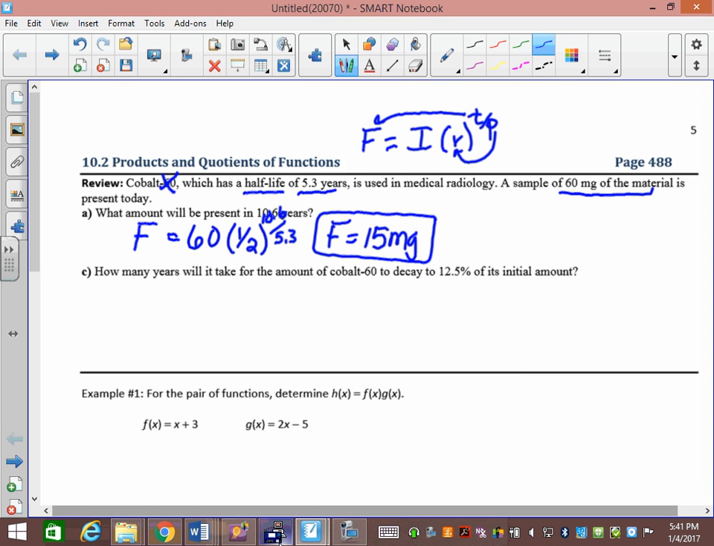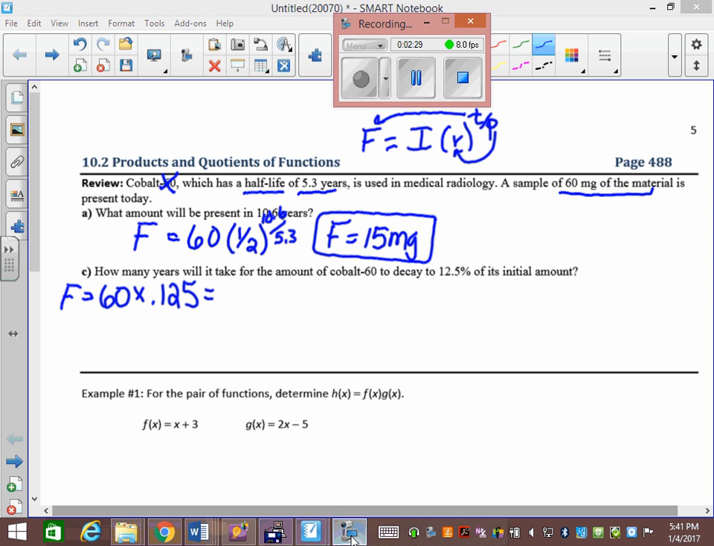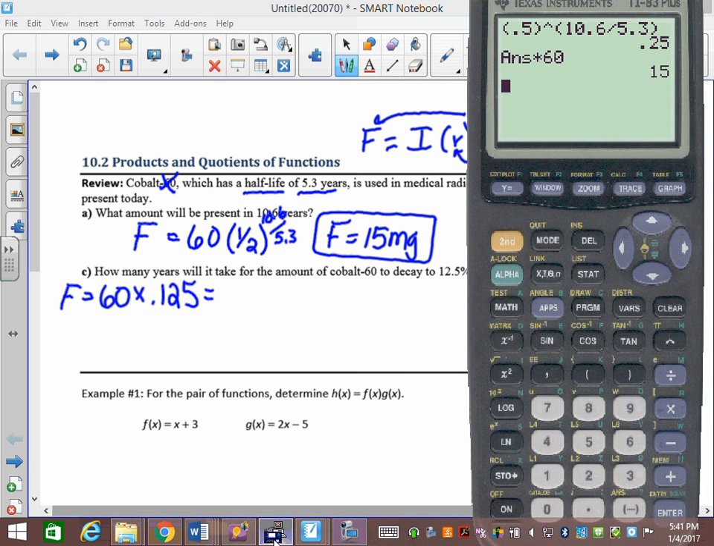Then we ask, how many years will it take for the amount of cobalt-60 to decay to 12.5% of its original? So we need to find out what 12.5% of its original is, because that'll be the final. So it's going to be 60 times 0.125. That's how you do it if you're trying to convert from percent. Remember, if you want to go from percent to decimal, you divide by 100, and you get 7.5. So the final is 7.5.